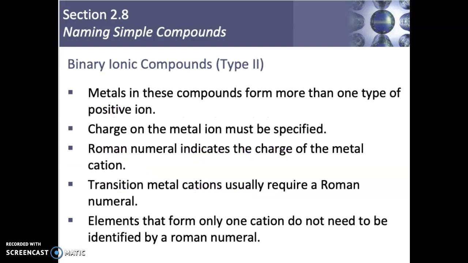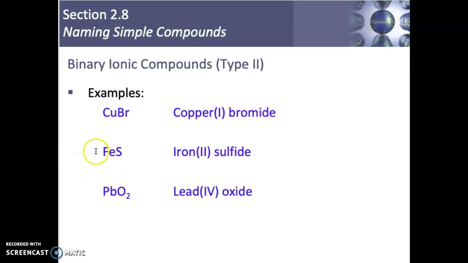Type 2 binary ionic compounds, the metals involved are weirder. They have more than one type of positive ion. They can give up 2 electrons, they can give up 3 electrons, they can give up 4 electrons sometimes. So we have to name which version of the ion we're talking about. So we're going to use a Roman numeral for that. And you can see here some examples.